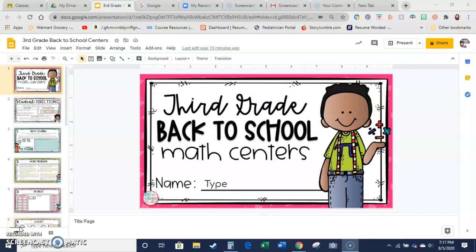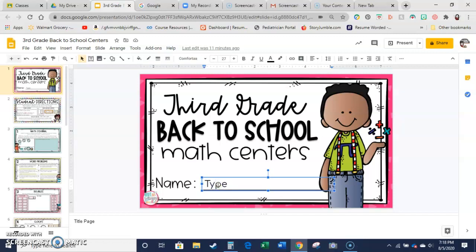to talk to you about how to navigate through your 3rd grade back-to-school math centers. After you click on your Google Classroom and head to Assignments, find this assignment under the Back-to-School Week 1.